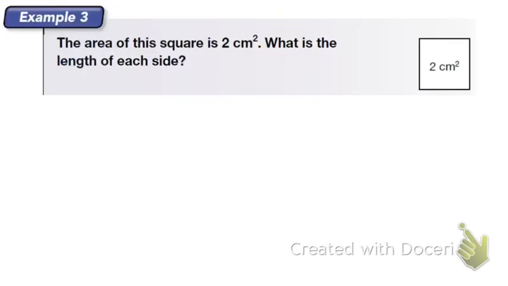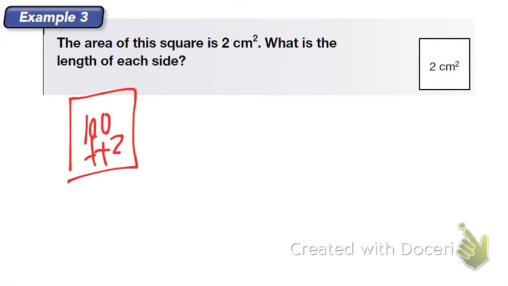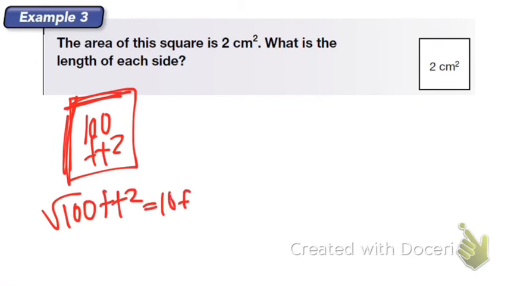Okay, example 3 says the area of the square is 2 centimeters squared. What is the length of each side? Okay, so if we remember from lesson 15, we had a square that had an area of 100 feet squared. When we were trying to find the side length, all we had to do was take the square root, and we figured out that the square root of 100 feet squared was just 10 feet.